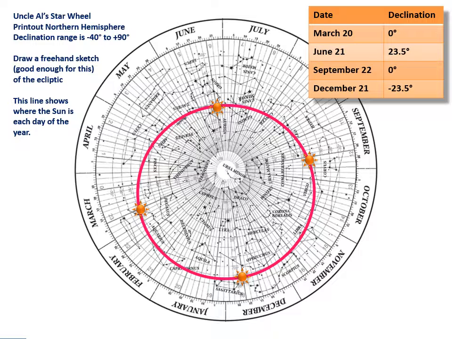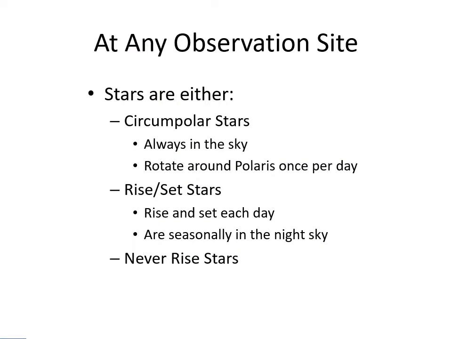from this line. Stars, as observed from a particular site, can be classified as being circumpolar stars, meaning they are always in the sky, rotate counterclockwise once per day around Polaris, or as rise/set stars, meaning they rise and set once each day and are seasonally in the night sky, and never-rise stars. These are mutually exclusive characterizations of observability, and depend on the latitude of the observation site.